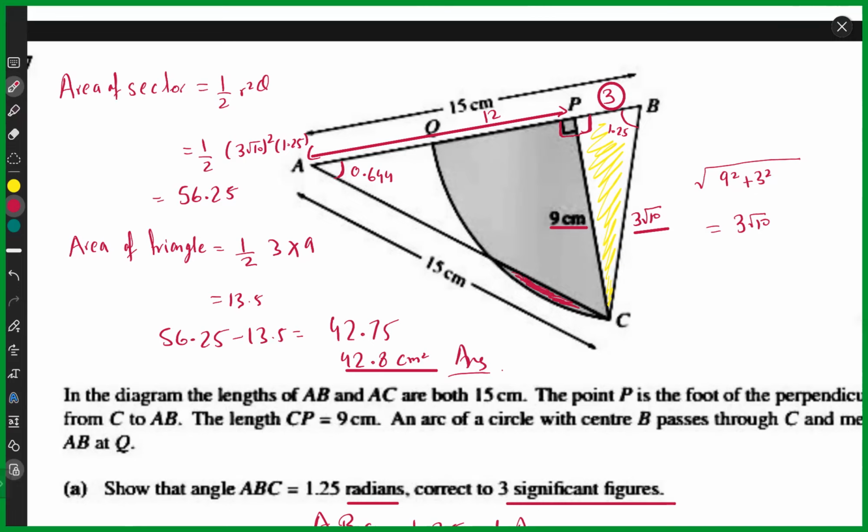All the questions from circular measure would involve a lot of properties coming from O level and stuff like that.